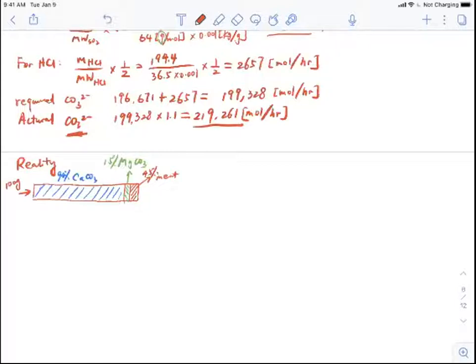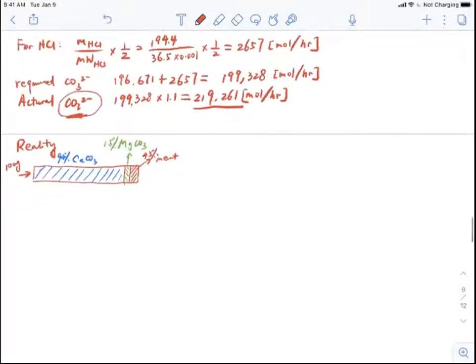Okay, so what we are trying to do is look at how many carbonate ions it can provide per unit mass of the limestone. Because here we know what our goal is. We need to provide this amount of carbonate ions, but we don't know how much carbonate ions the limestone can provide. So this is the process of trying to get that out.